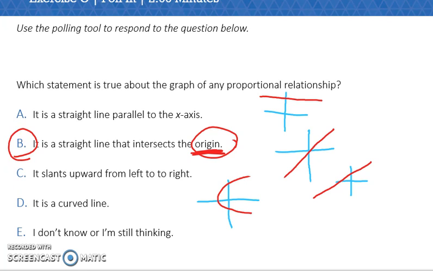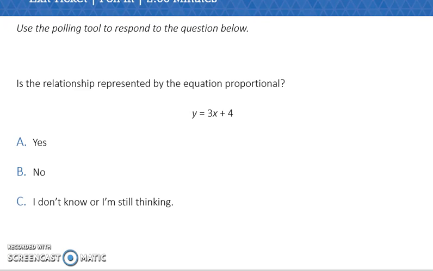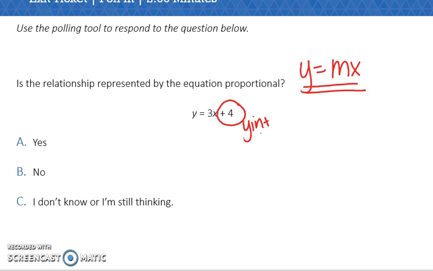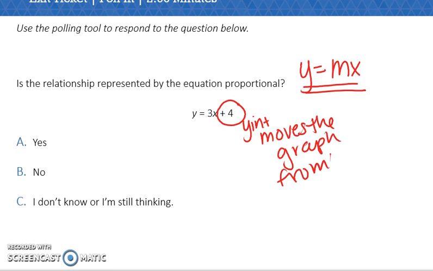Key concept. All right, and the last one is asking, is the relationship represented proportional? Okay, so when you're looking at a proportional relationship, they're always in the form of y equals mx. This number out here, this plus 4, is actually a y-intercept. And that y-intercept moves the graph from the origin.